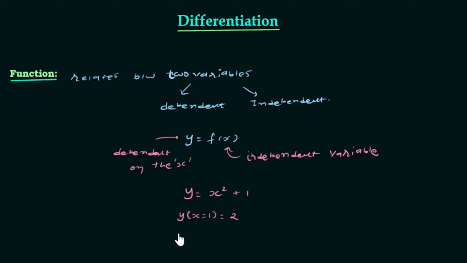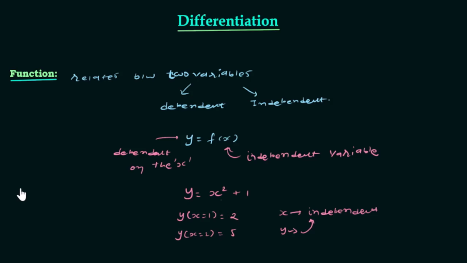Let us have another example for x equals 2. I'll put 2 here, so 2 square is 4 plus 1, which will be 5. So here you can see x can take any value, so it is independent, and y is dependent on the x. So this is what a function is.